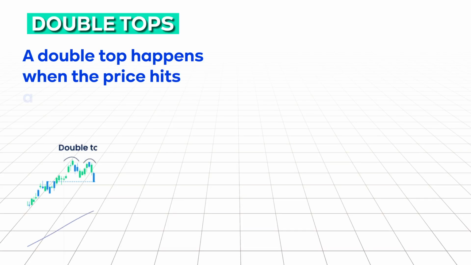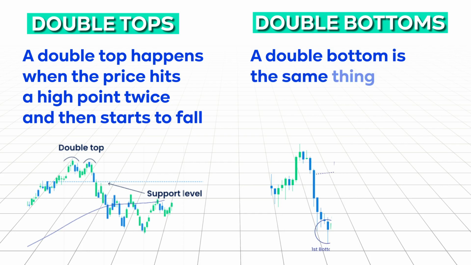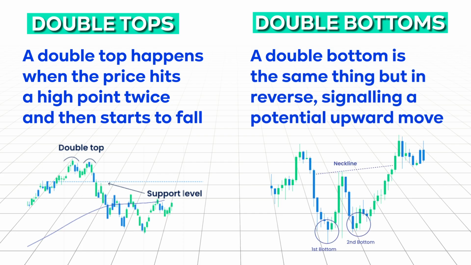Double tops and bottoms. A double top happens when the price hits a high point twice and then starts to fall. It's a sign the uphill trend is losing steam. A double bottom is the same thing, but in reverse, signaling a potential upward move. Recognizing these patterns can give you a heads up on what might be coming in the market next.